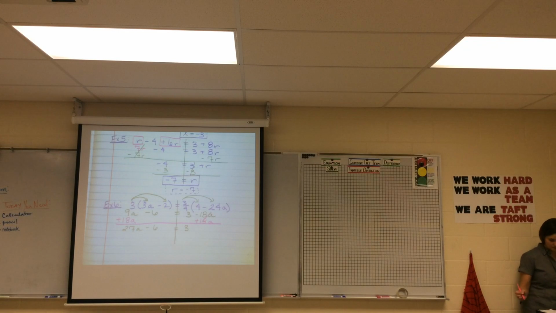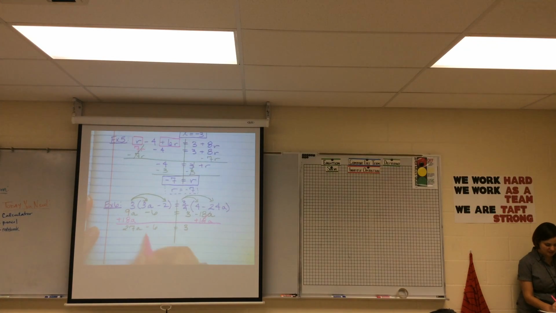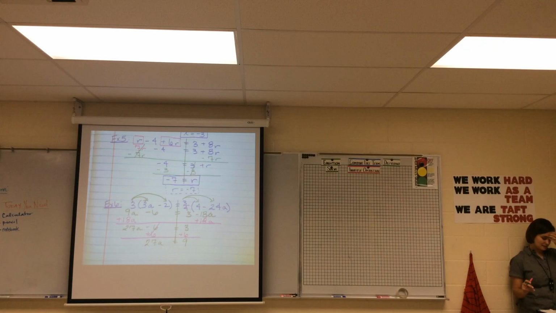And then, what should I move next? The 27 or the minus 6? Minus 6. So the inverse of minus 6 is positive 6. So I'm going to add 6 to both sides. So I have 27a equals 9.